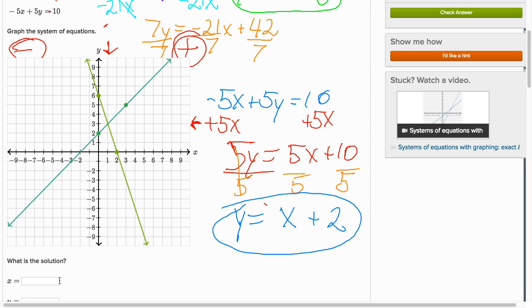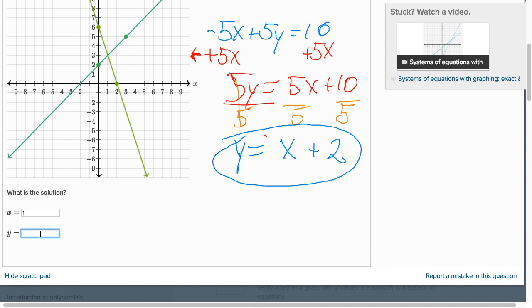It's an x value of 1, so we can put that here. And it's a y value of 3, so we can put that down here.